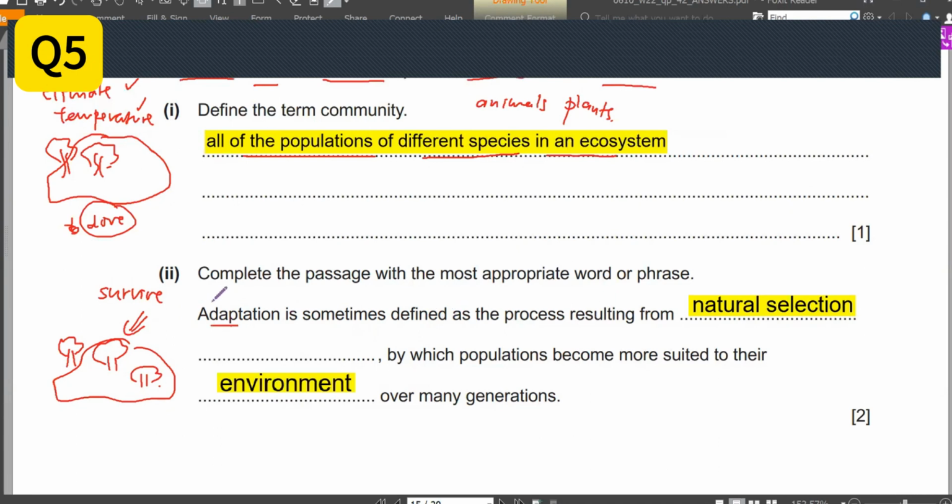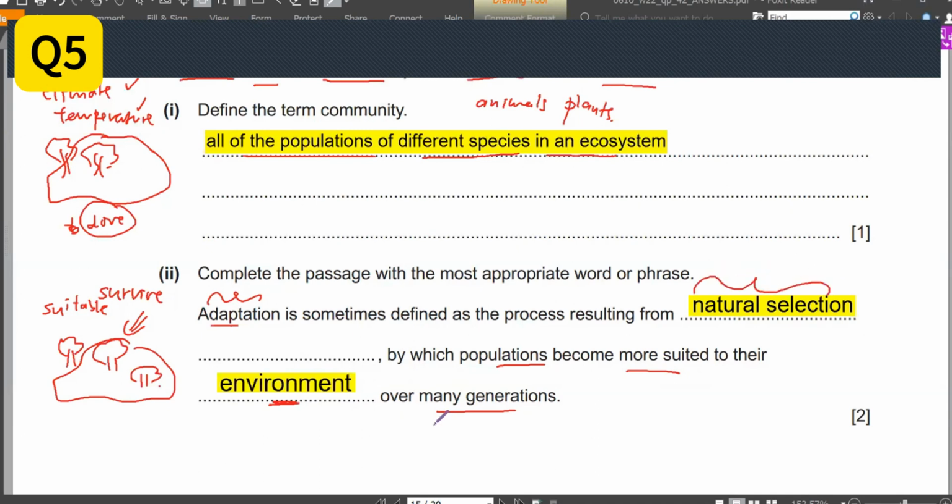So that's the idea of adaptation. It needs to change itself so that it's suitable. Its features will become suitable to survive in this environment. So basically it happens quite slowly over many generations through natural selection.